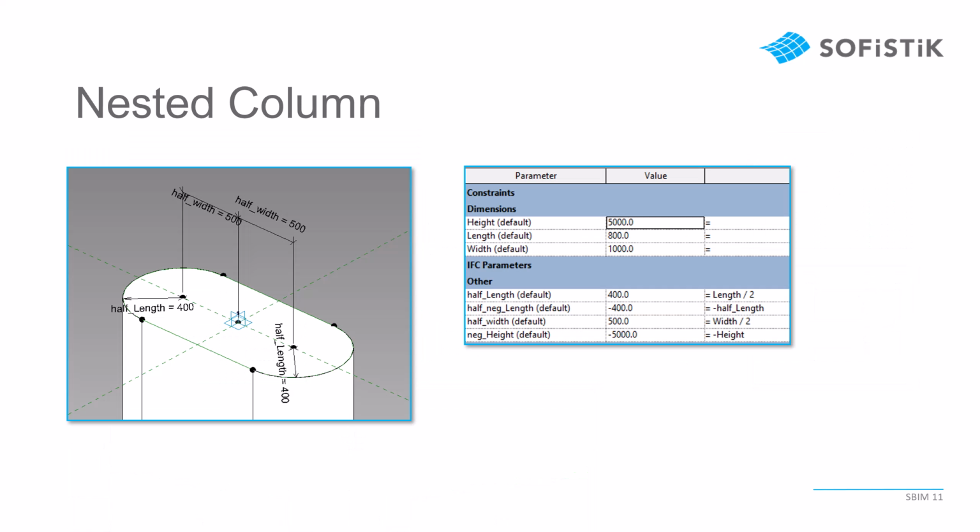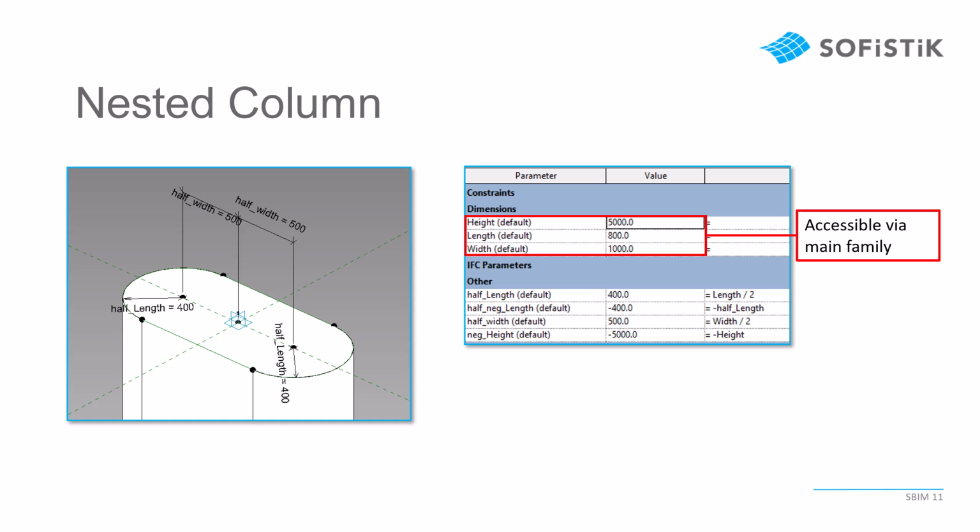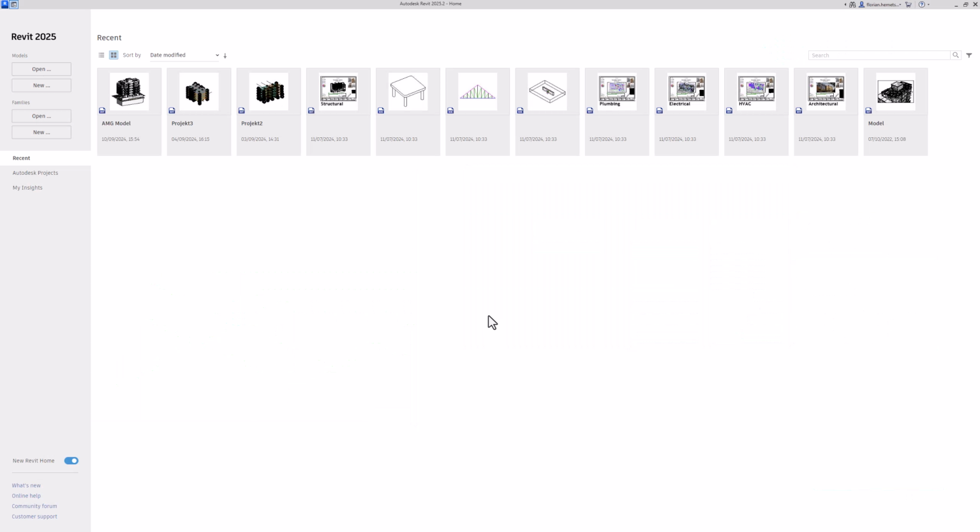Here we have a preview of the nested column now. This subfamily has parameters that are directly defined by the user, which will be accessible via the main family, as well as some additional formulas that are happening in the background of this family. Let's jump right into Revit and get started with creating the family.